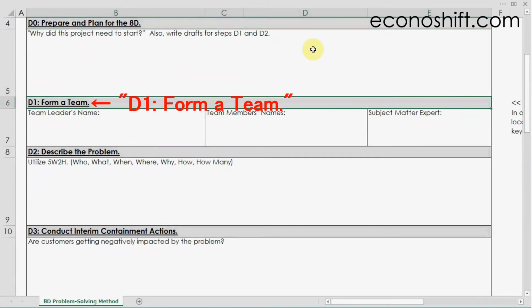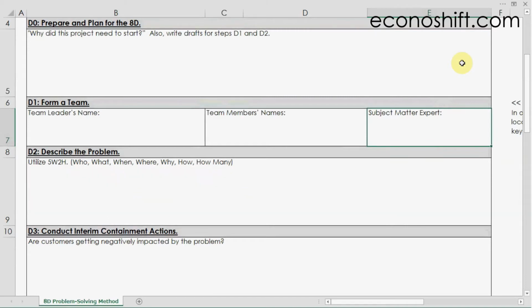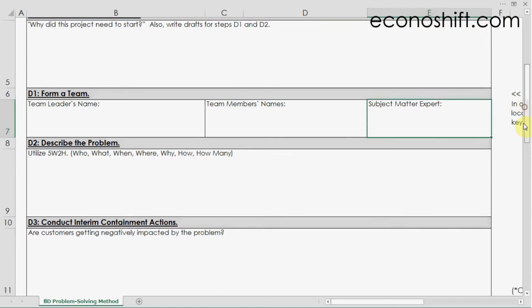Next is D1, form a team. Write the team leaders and team members' names here. They are responsible to attend when there is a meeting. SME, subject matter experts, are those who have knowledge and experience necessary to solve the problem, so they will become advisors. Then gather the project team members who are selected.